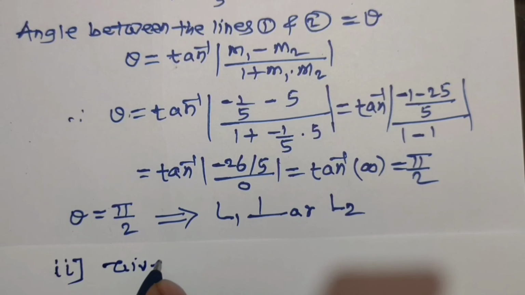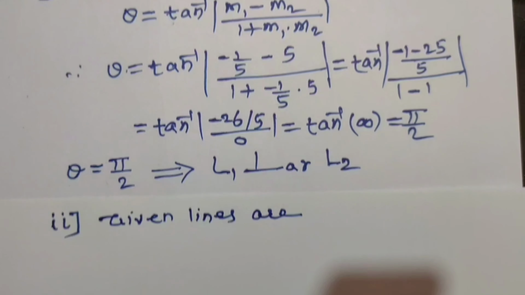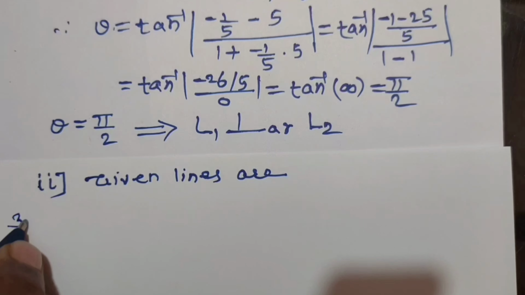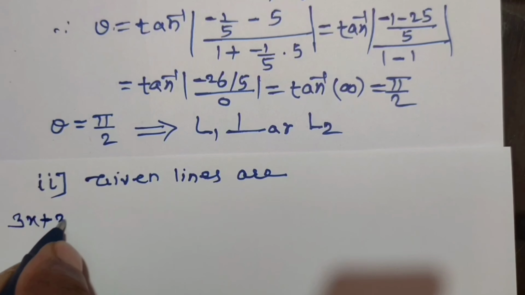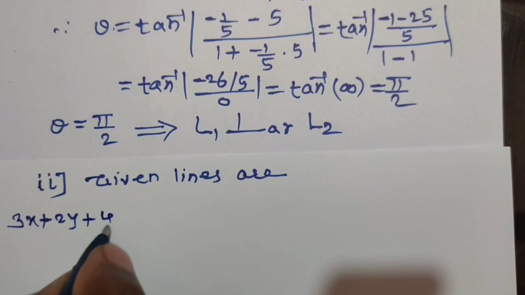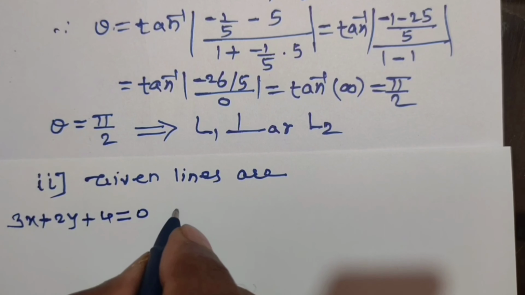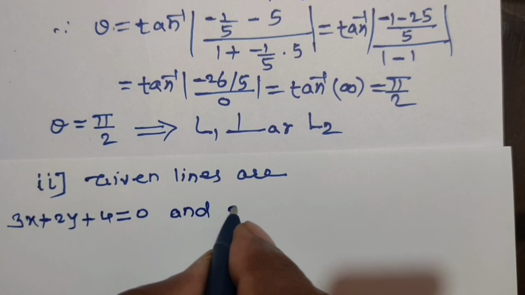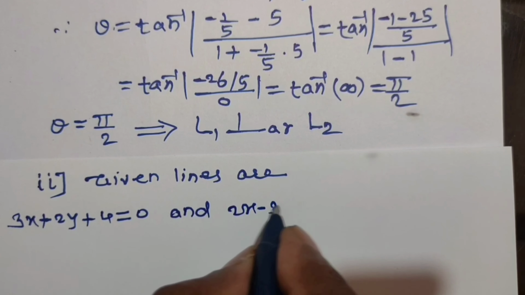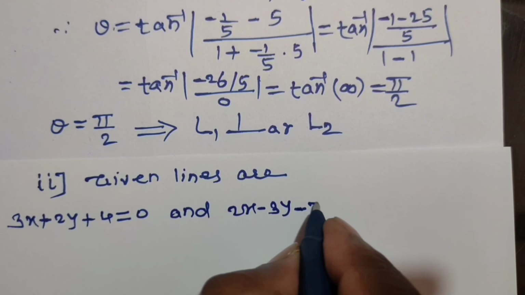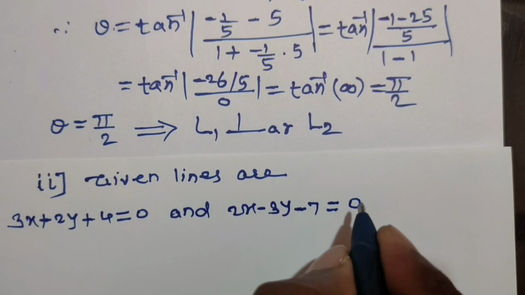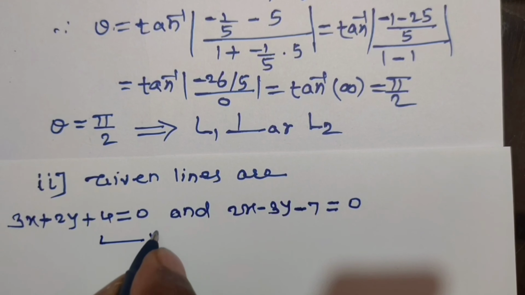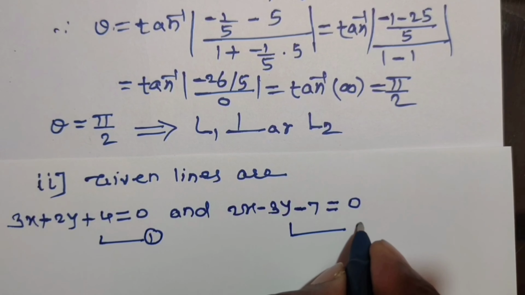Theta is pi upon 2, meaning of this is what? Line 1 is perpendicular to line 2. Let us solve second sum. Given two lines are 3x plus 2y plus 4 is equal to 0 and 2x minus 3y minus 7 is equal to 0. Line 1 and line 2.